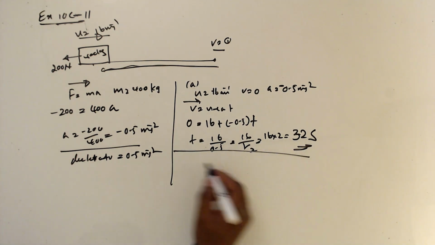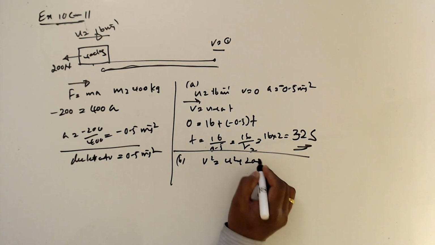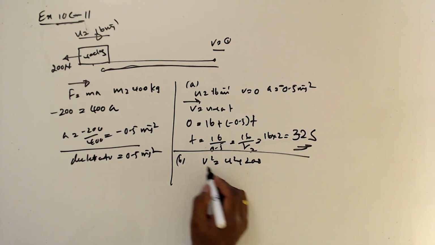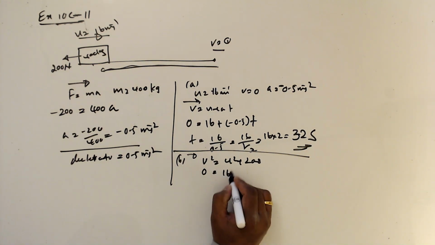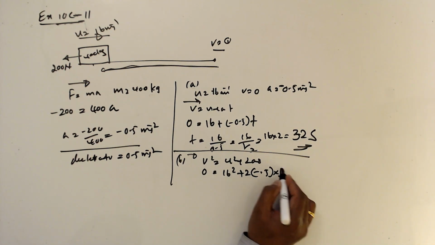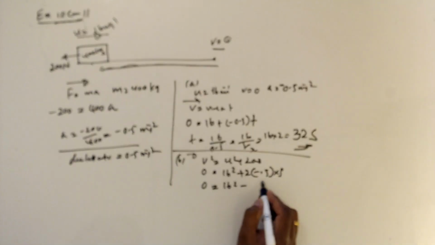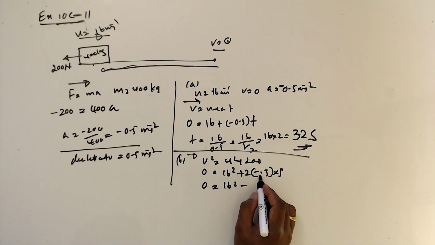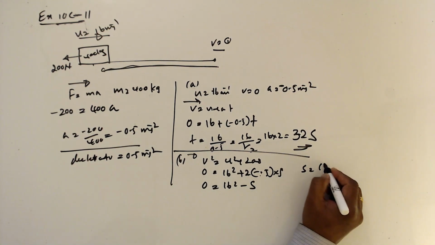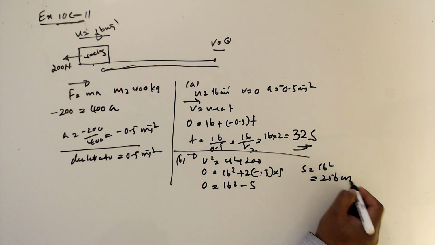So the next question is how far. So v squared equal u squared plus 2as. Then in this direction, v is 0, u squared is 16 squared, plus 2 times a, which is minus 0.5, times s. 0 equals 16 squared minus 0.5 times 2, which is 1, times s. So s equals 16 squared, which is 256 meters.